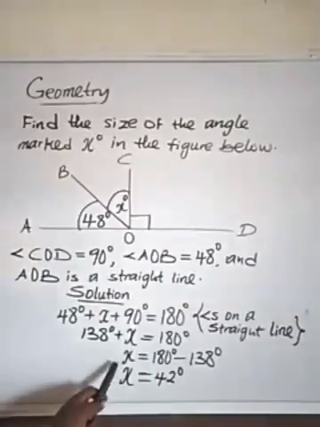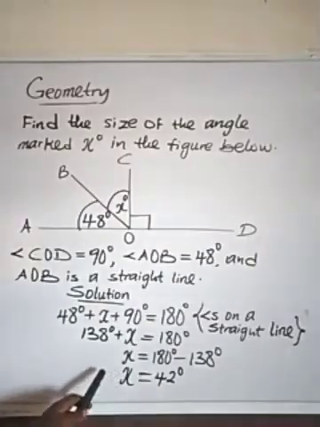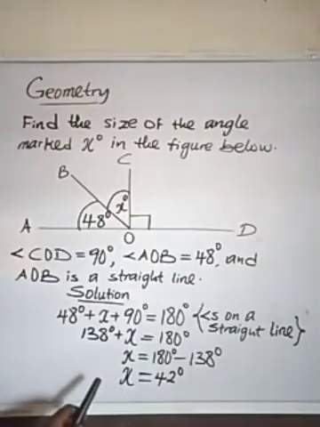Now let's move to theorem 2, which states that angles at a point add up to 360 degrees.